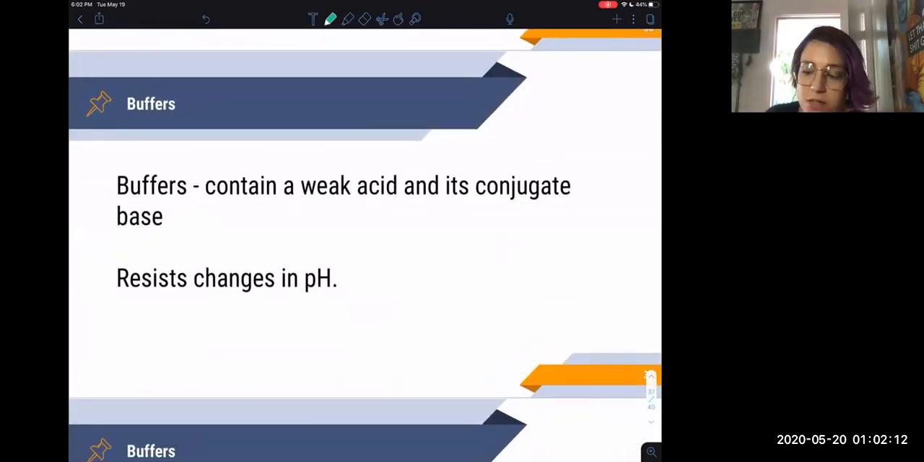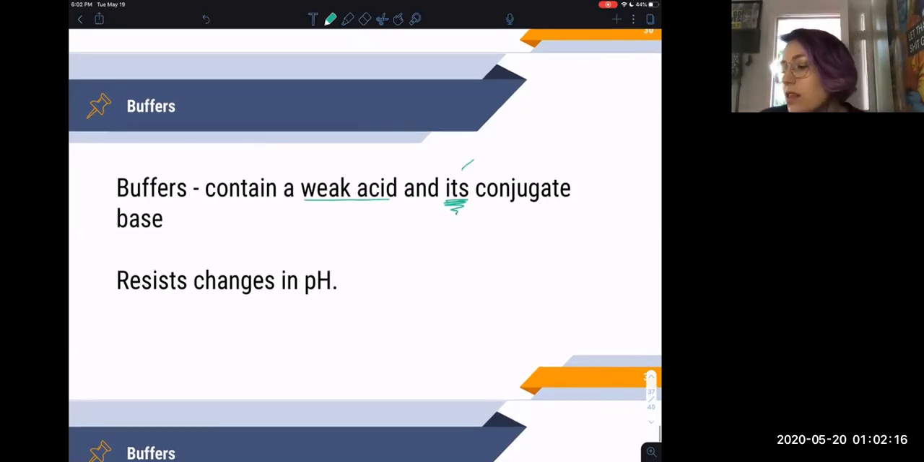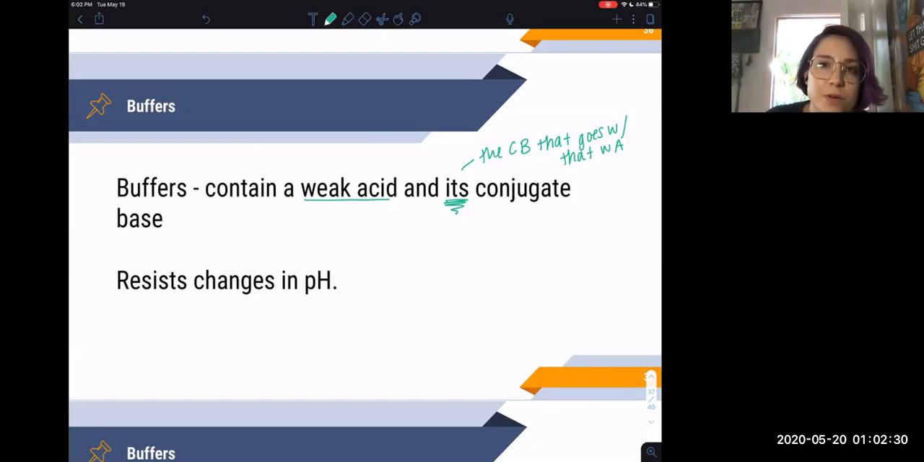And the last topic is called a buffer. A buffer contains a weak acid and its conjugate base, meaning the conjugate base that goes with that weak acid, okay? And they resist change in pH. Your blood is a buffer, for example, and so your blood won't become too acidic or too basic. It will just stay the same pH no matter what you do to it, because it is a buffer. We'll talk a little bit more about buffers after we talk about chapter 15, but just for right now, the definition: weak acid and its conjugate base.